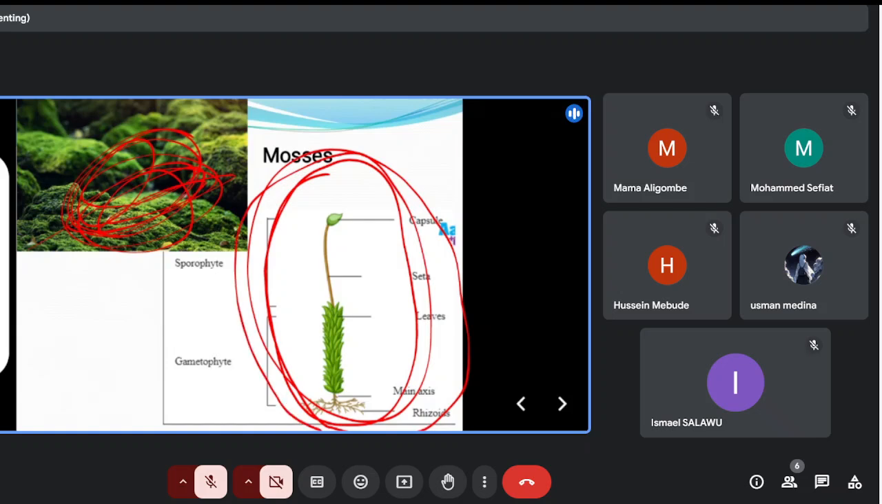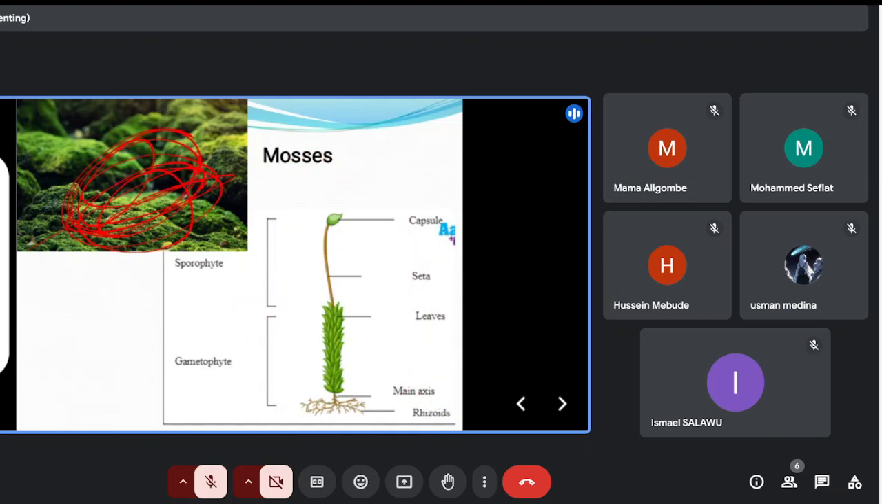Now, worthy of note with this plant is the structure. You should be able to identify the capsule that contains the spore. You should be able to identify the seta that looks like the stem. You should be able to identify the leaf, even though we know that it is not a true leaf, and you should also be able to identify the rhizoids. I hope that is noted by us all.